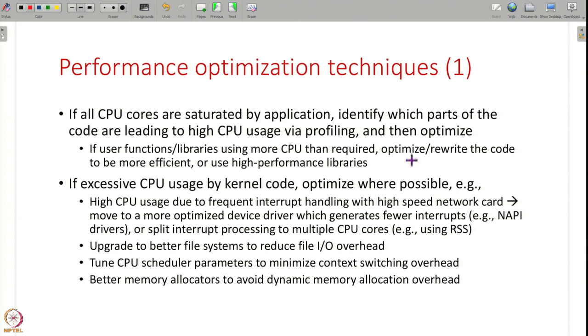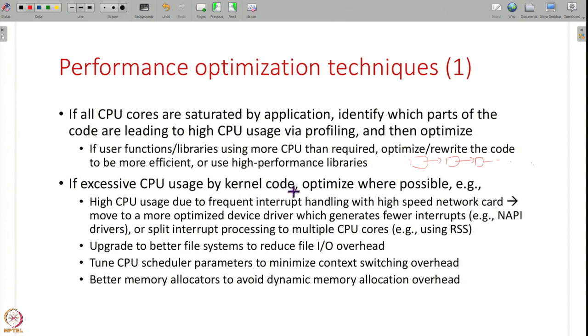Or in your code, if you have stored data in some linked list that is being traversed every time and most of your CPU cycles are spent traversing the linked list, suppose that is what you find out, then you might replace this linked list with a more efficient data structure, right. Once you pinpoint the source of the inefficiency, you can go and rewrite that code, optimize that code, use better high performance libraries and try and eliminate this performance issue. But sometimes not just user code, even OS code might also be consuming a lot of CPU cycles.